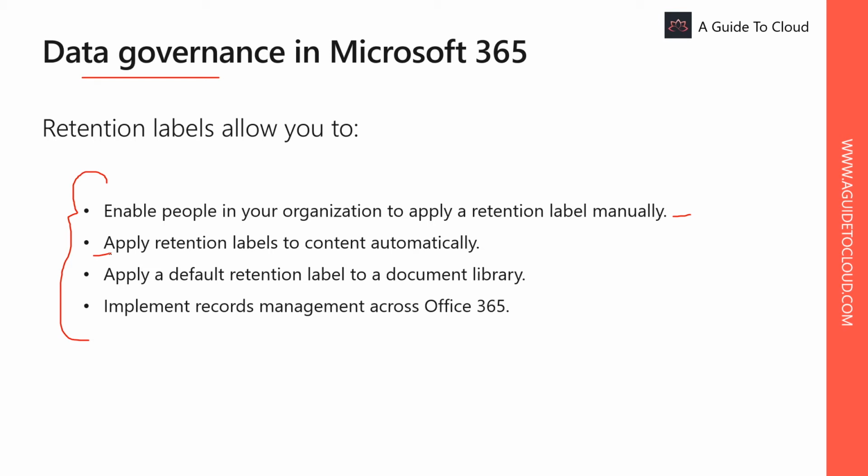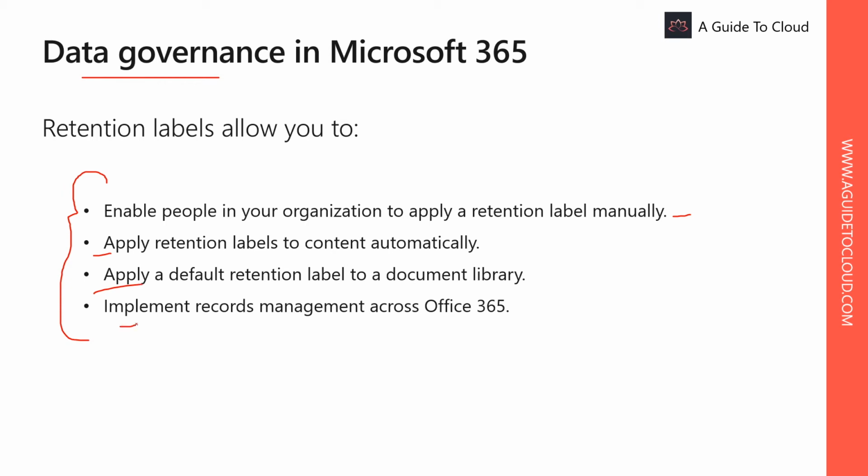You can apply retention labels to content automatically if it matches specific conditions, such as when the content is created, or when the content contains a specific type of sensitive information or a specific keyword that matches a query you create, etc. Apply a default retention label to the document library in SharePoint and Office 365 group sites so that all documents in the library get the default retention label.